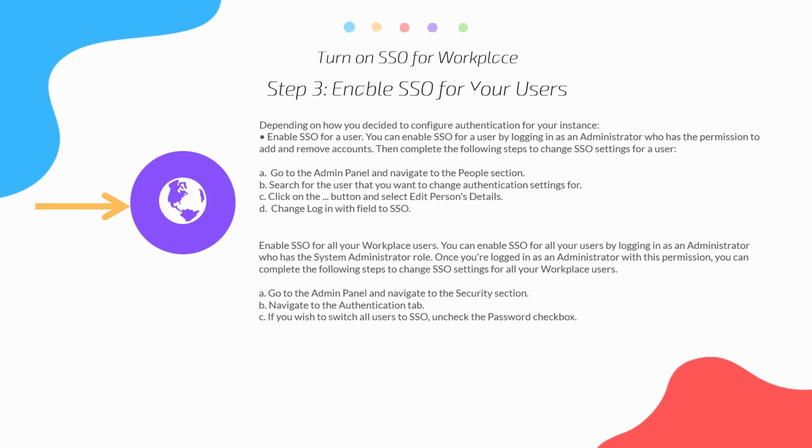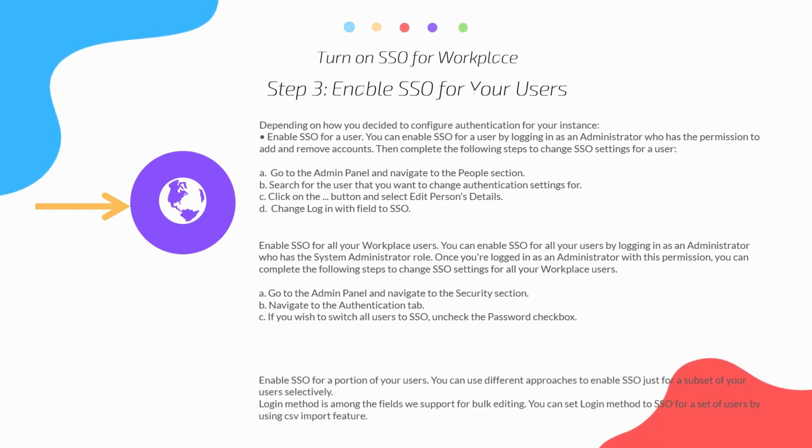Enable SSO for all your Workplace users. You can enable SSO for all your users by logging in as an administrator who has the system administrator role. Once you're logged in as an administrator with this permission, you can complete the following steps to change SSO settings for all your Workplace users. A. Go to the admin panel and navigate to the security section. B. Navigate to the authentication tab. C. If you wish to switch all users to SSO, check the password checkbox.